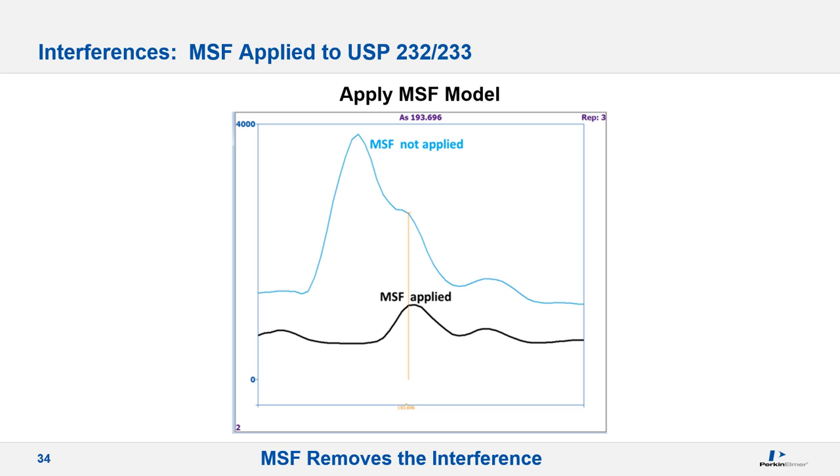First, we ran the multi-element standard, and we did not load the MSF model into the method, and the blue spectrum is what results. We then took the same data, the same method, added the MSF model, and reprocessed it. And as we can see, the effect of the interference is removed, and the arsenic peak is clearly seen. This is the spectrum which is used for the calculations within Syngistics.